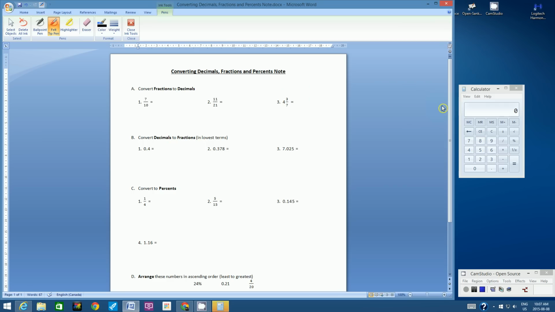Alright, so before we start, it's very important that you have your calculator out. It's really going to help. Okay, so let's begin with section A, convert fractions to decimals.